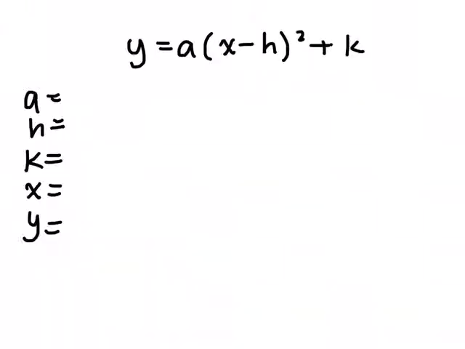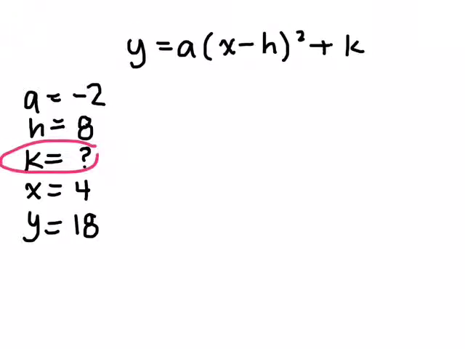So do we know a? -2, good. The question told us what it was stretched by. Do we know h? We just found that it was 8. It was the axis of symmetry. Do we know k? No, we don't know where the vertex is located. Do we know x and y, a point? 4 and 18. We were given a point on the graph. Now we need to plug in all of these values: y, a, x, h. We're going to find k. That way we can write our equation of this parabola. So plug them all in.